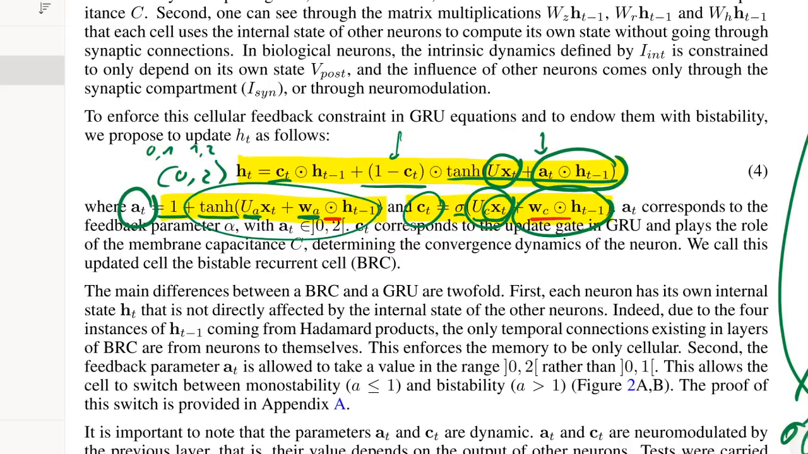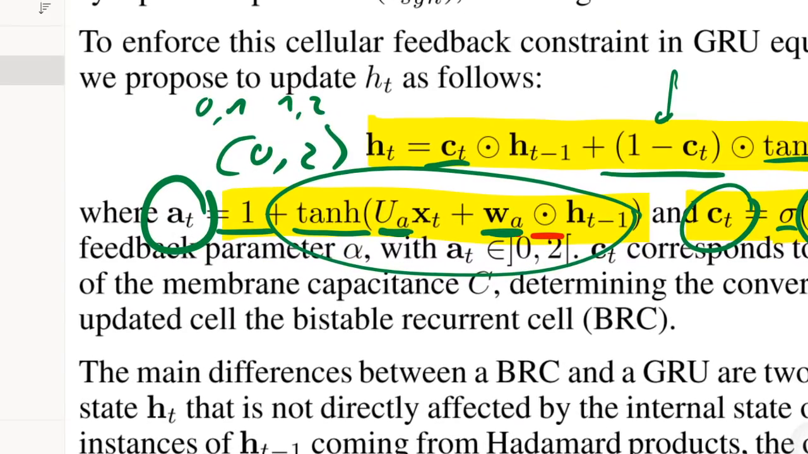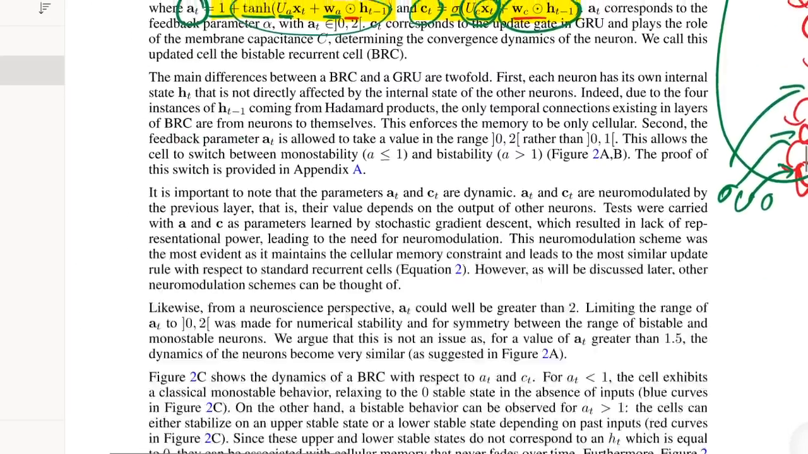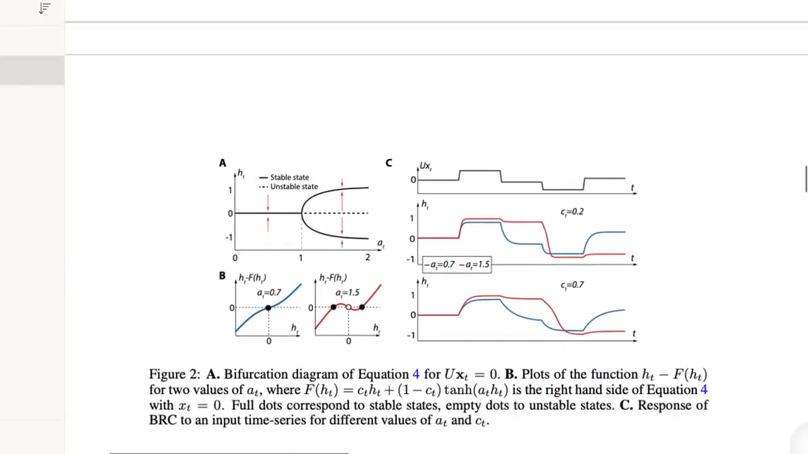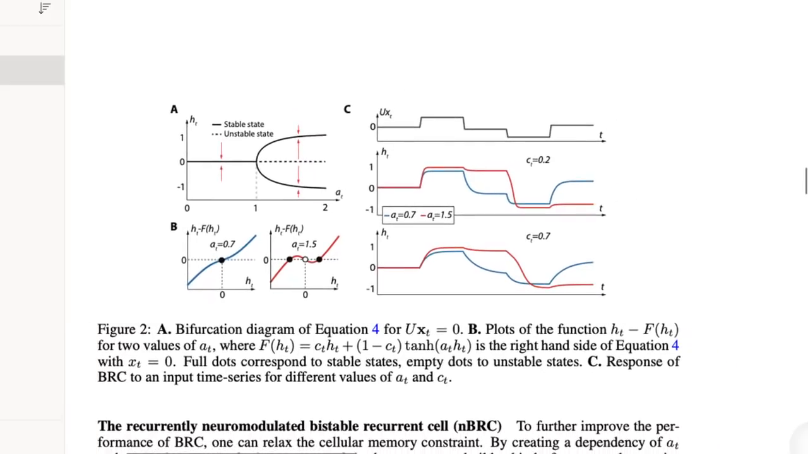The only change really, apart from it only being individual neurons feeding back on themselves, is that now this is no longer between 0 and 1 with the sigmoid. This is now between 0 and 2 because it's 1 plus the tanh. Very simple change, but the effect of this is pretty cool.